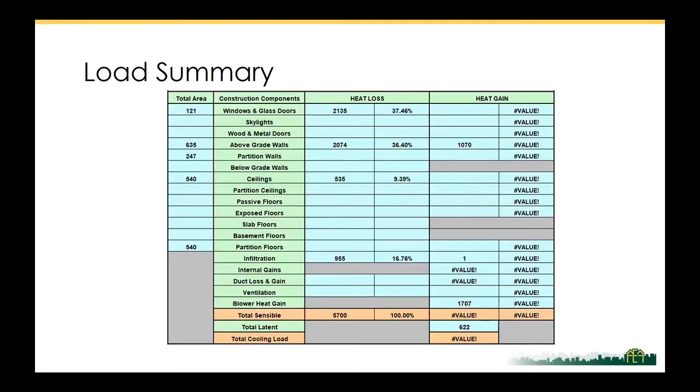No worries. All right, so this is the load summary that spits out for Manual J. What I really like about this is that it gives you percentage of heat loss. So if you're designing a building, if this is new construction, I rarely work with new construction, but if you were, you can look and see, okay, our total area of windows is only 121, and our heat loss is 37.46%. So we could use better windows, and that would significantly reduce our overall transmission losses.